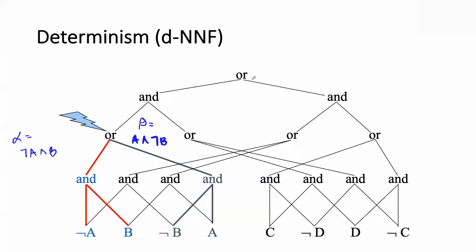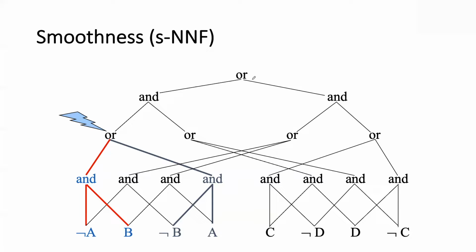Let me add one more property here, and that is called smoothness. And in smoothness, it's also a property that applies to OR gates. And the idea here is that if you look at the input here and you see what are the variables that are mentioned, that is A, B. And if you look at the other input, what are the variables that are mentioned, that is A, B as well, they should be the same.